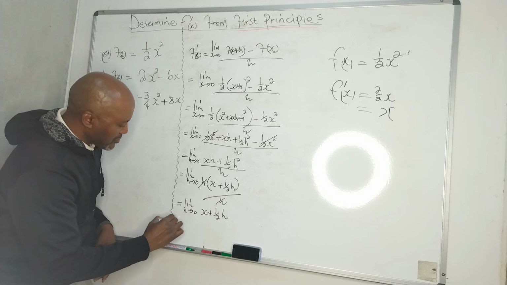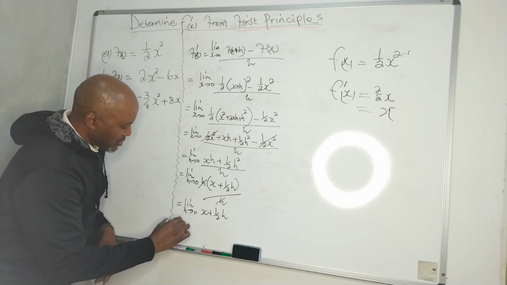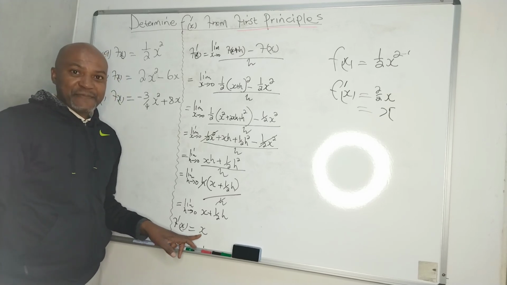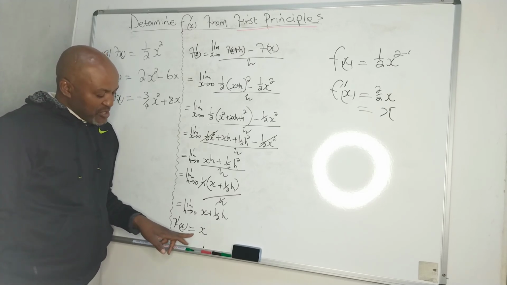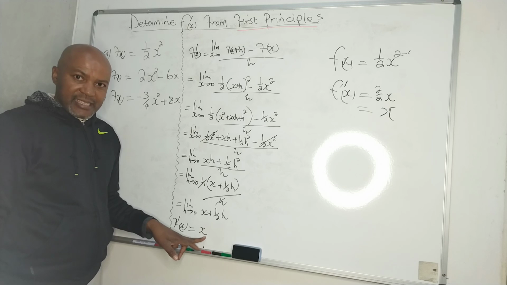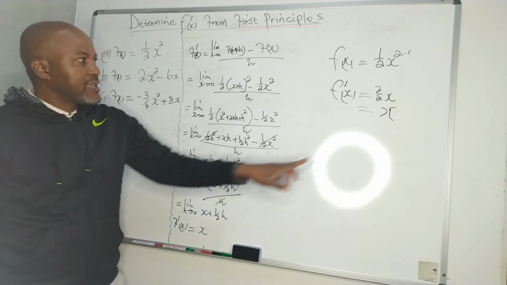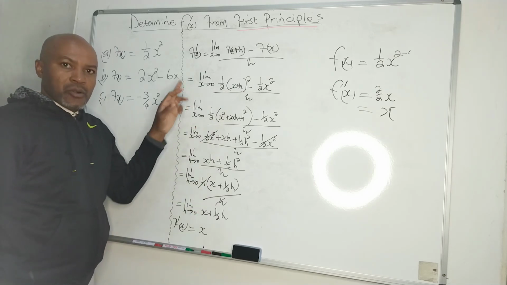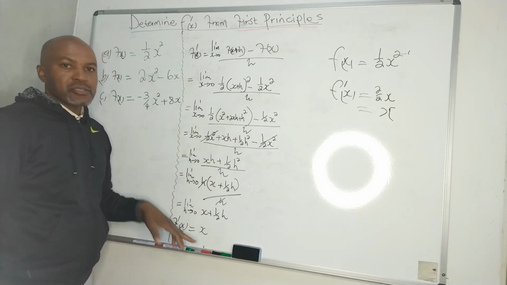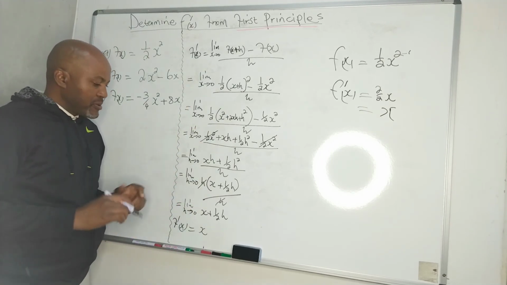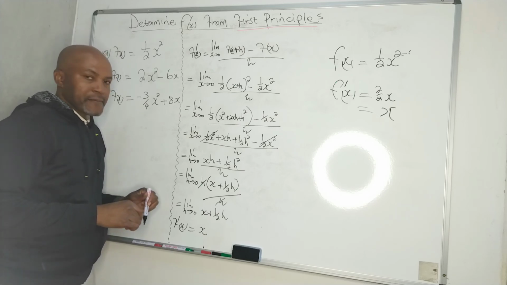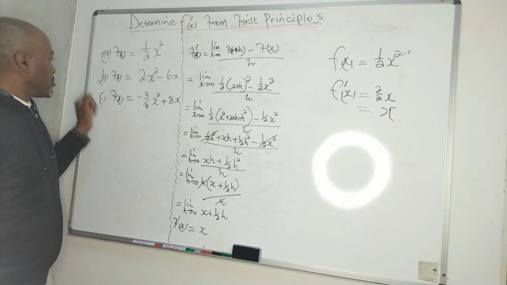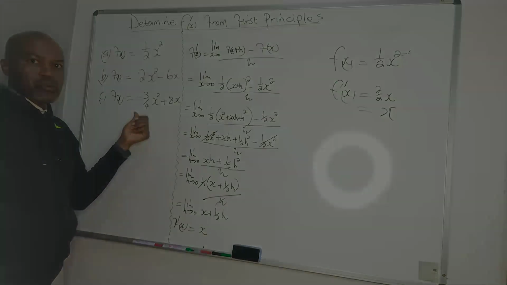Then you are left with x. Can you see that you got x as your answer, which is the same as this one? So it means your steps are correct. Your answer is correct. I hope everyone is clear there. Yeah, so we're going to do number B. Then you are going to do number C as your homework.